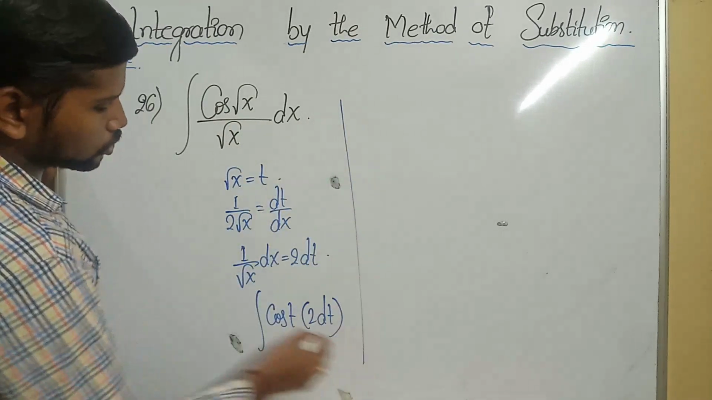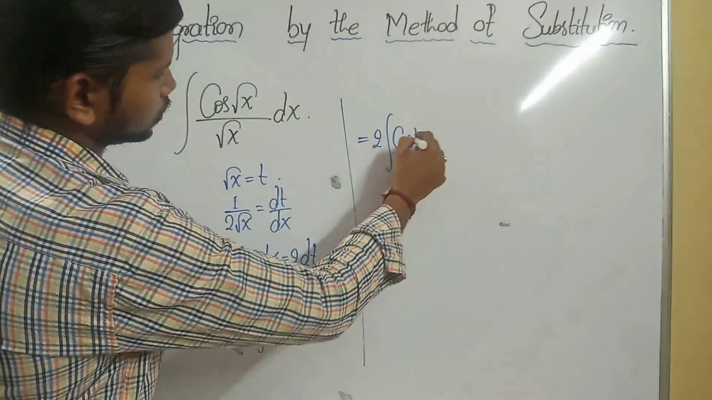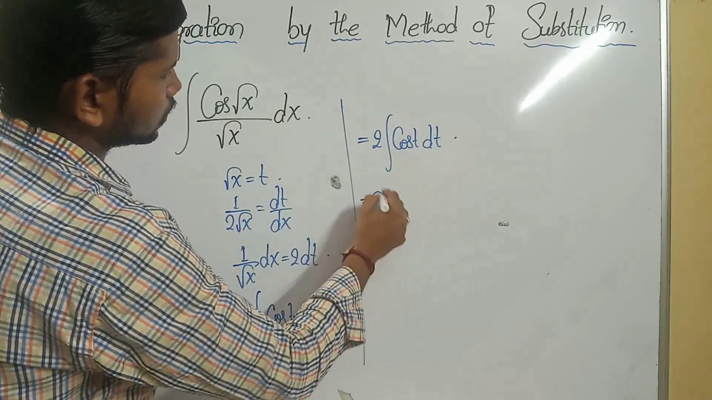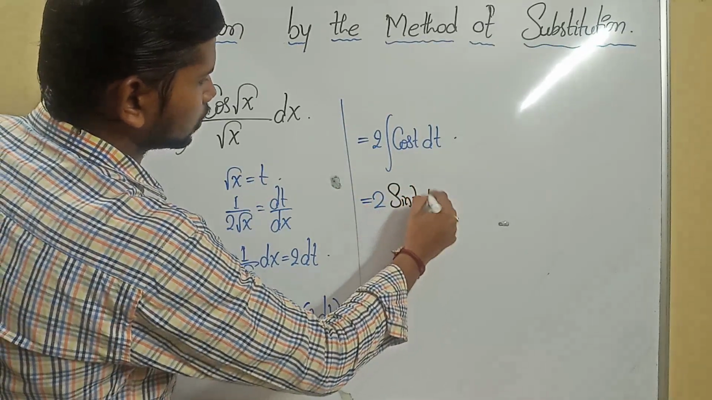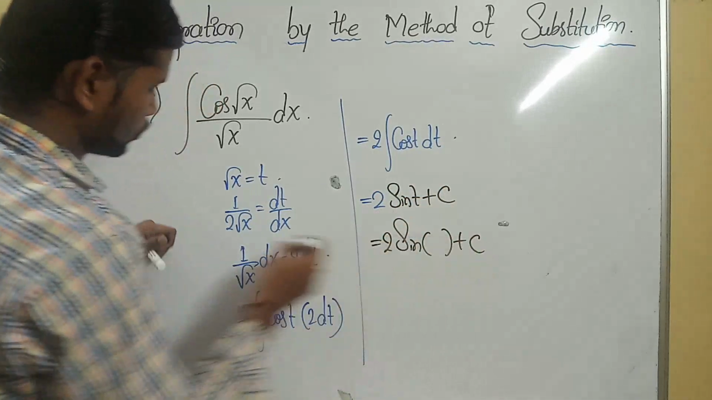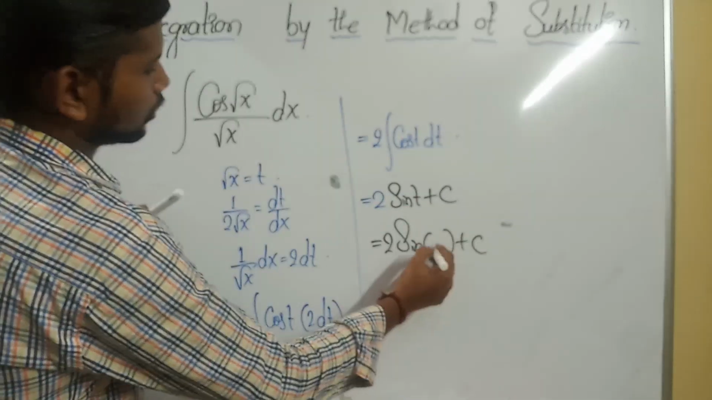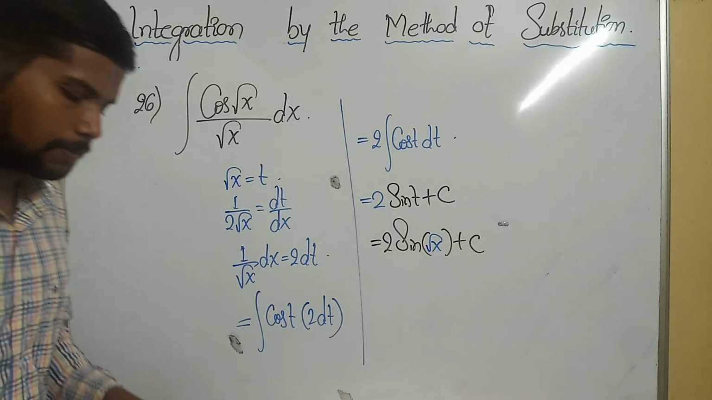One more step I'd like to write here. It will be 2 constant, integral of cos t dt. What's the integral of cos? The integral of cos will be sin t plus c. 2 as it is, sin as it is, the t value I need to substitute. What is the t value now? The t value is root x. Got the point clearly?